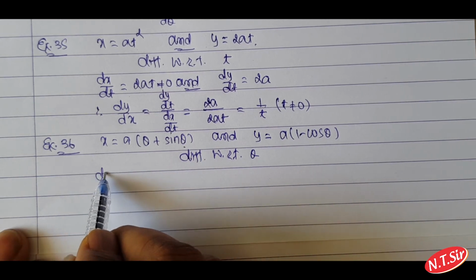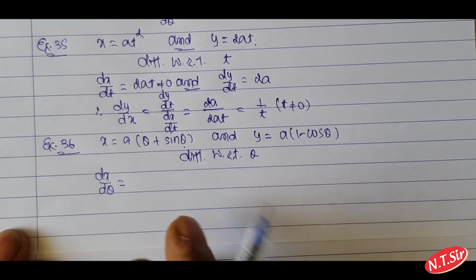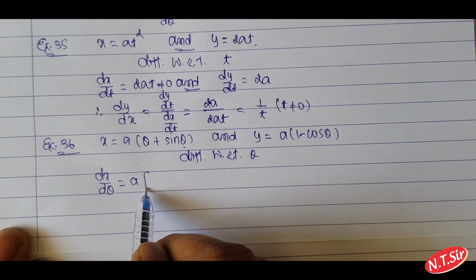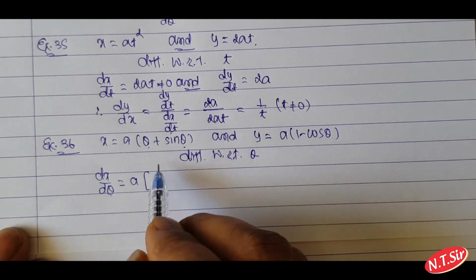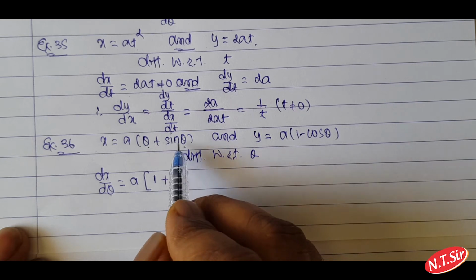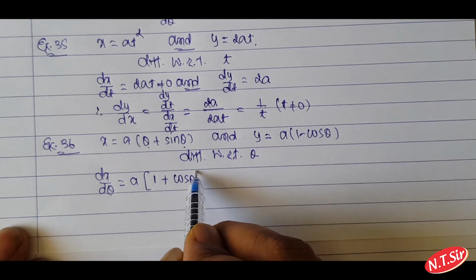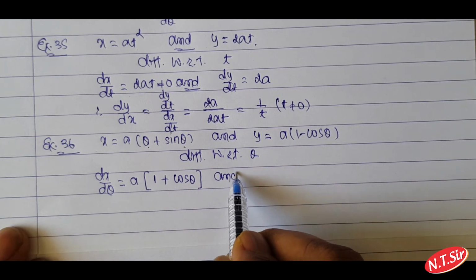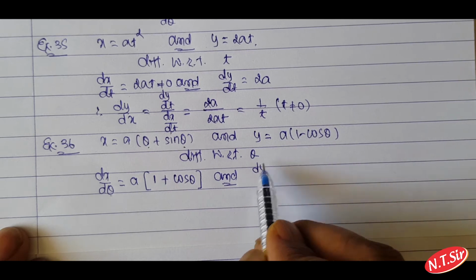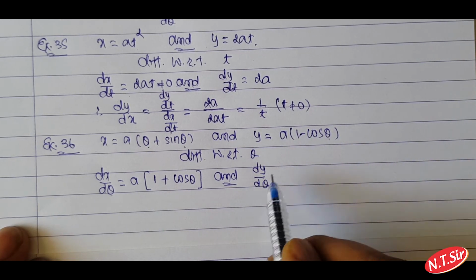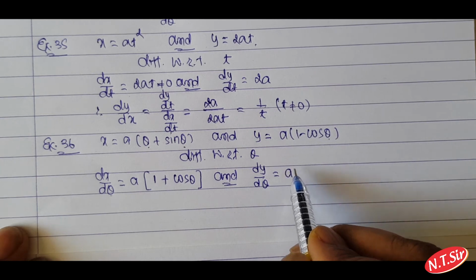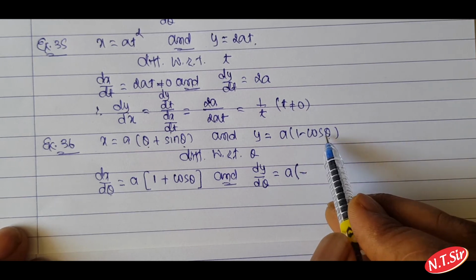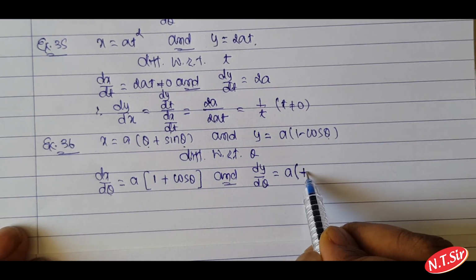So derivative of this, dx by d theta is equal to a is constant, so as it is. Derivative of theta with respect to theta is 1 plus derivative of sin theta is cos theta. So this is a into (1 plus cos theta), and derivative of y, dy by d theta with respect to theta, right, is equal to a constant, so as it is. Derivative of 1 is 0 minus derivative of cos theta is minus sin theta, so this becomes plus sin theta, right?